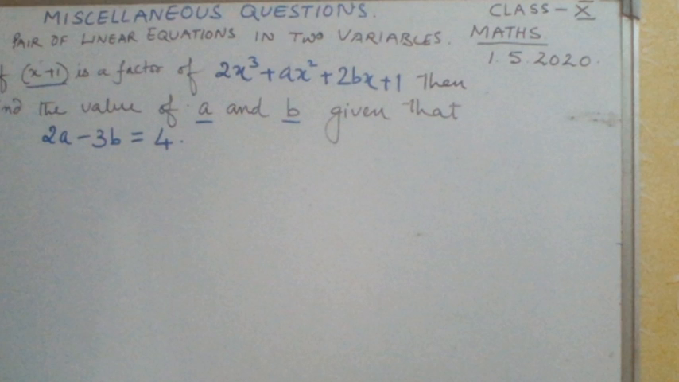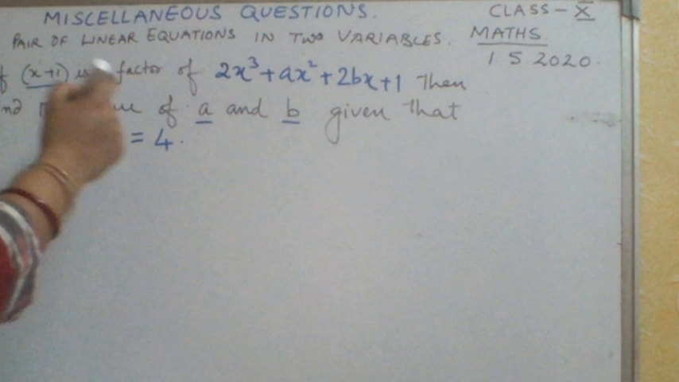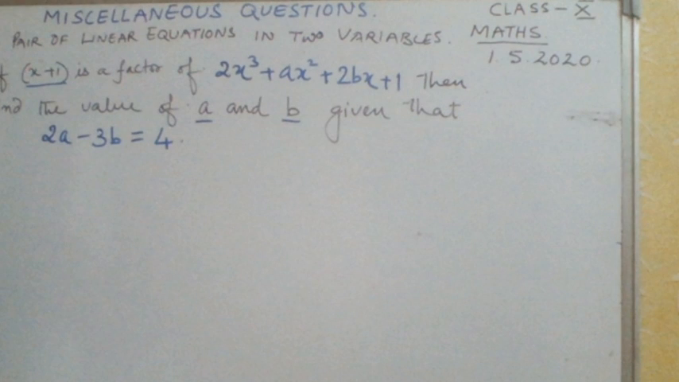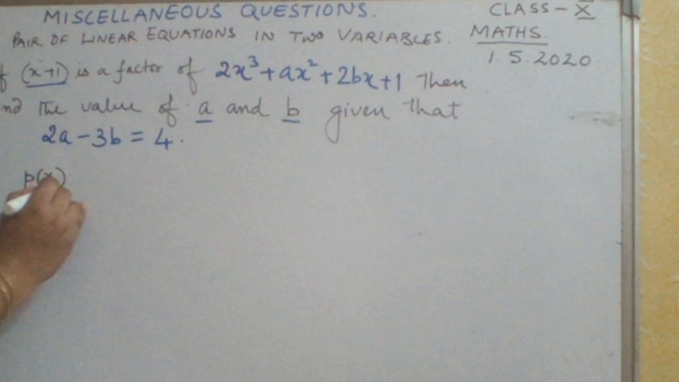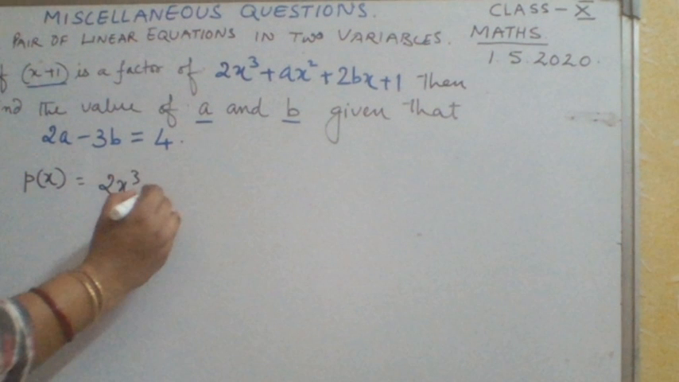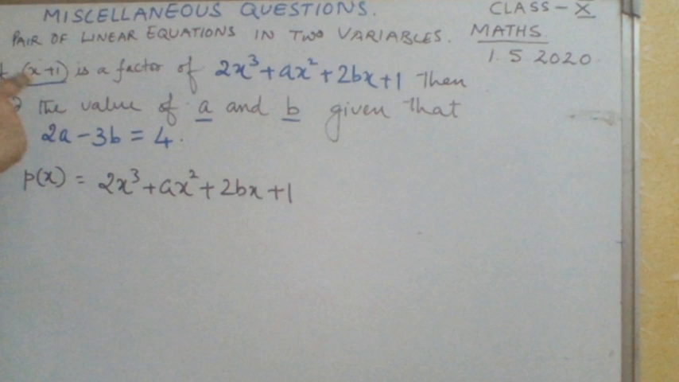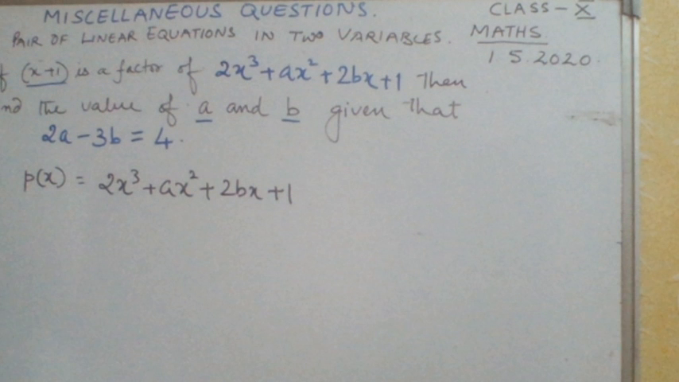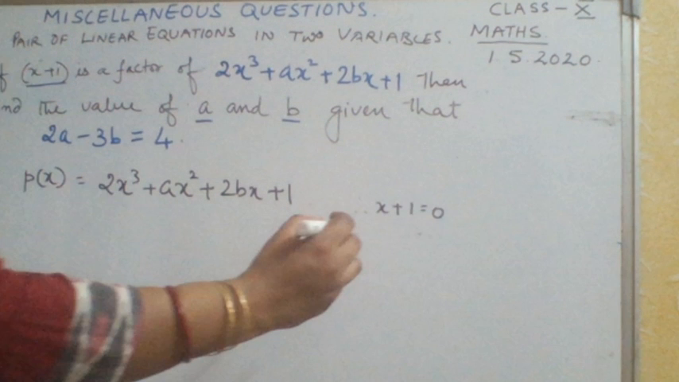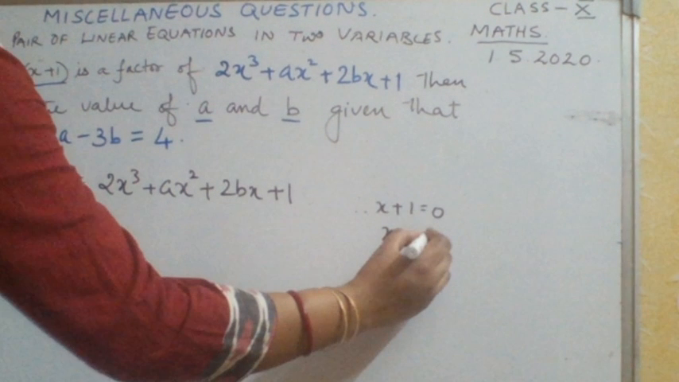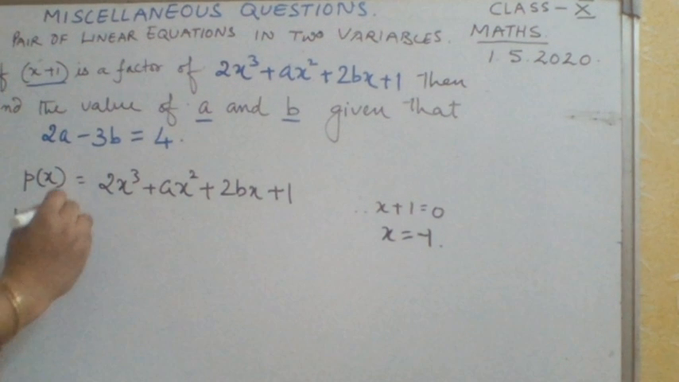Okay, the first question, let me solve it. See, here goes the solution. As it says that x plus 1 is a factor of this polynomial, find the value of a and b. So, we will name this polynomial p(x) equal to 2x cube plus ax square plus 2bx plus 1. Now, because x plus 1 is a factor of this polynomial, therefore x plus 1 equal to 0, that is x equal to minus 1 will give you a zero of this polynomial. So p(minus 1) should be equal to 0.